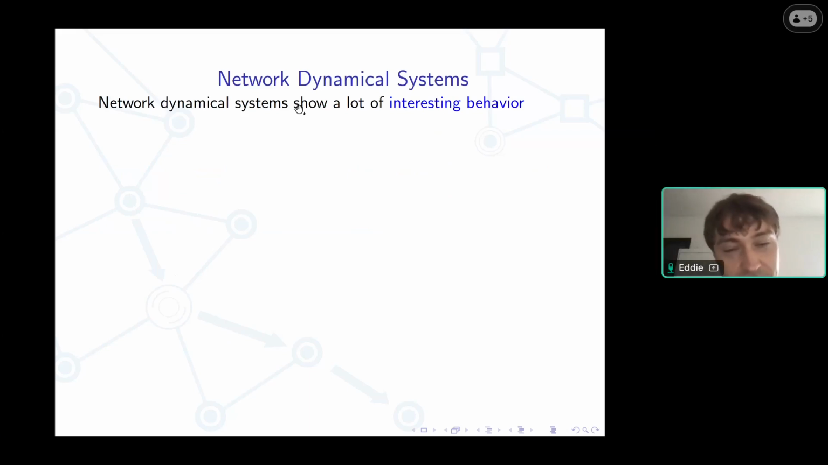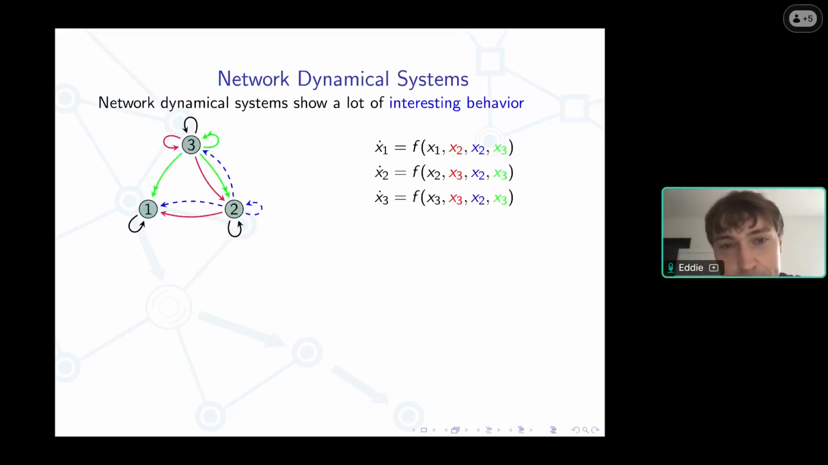So by interesting, I will mean things that are very plentiful in network dynamical systems that are essentially unheard of if you just look at the class of structureless, say, ODEs on Rn. So let me give you some motivating examples of what I mean.